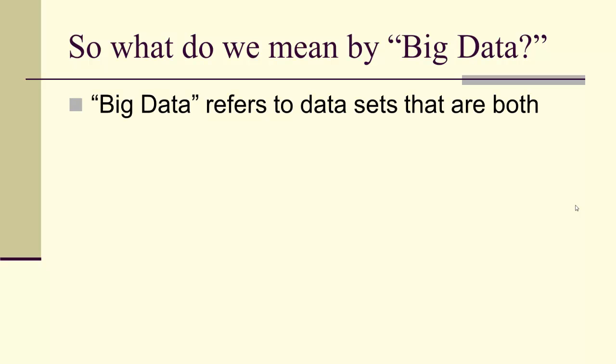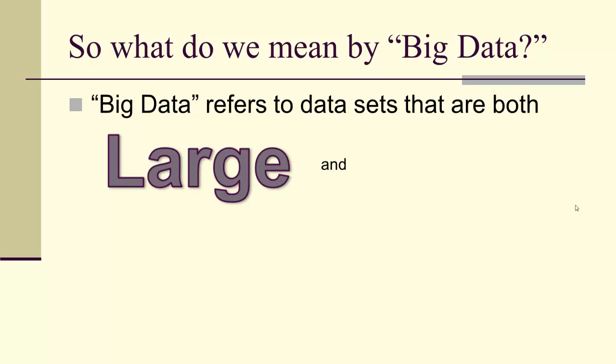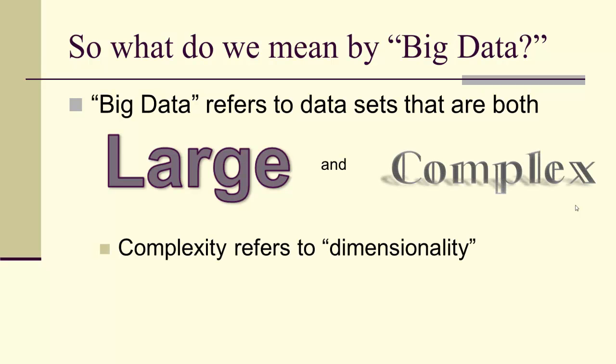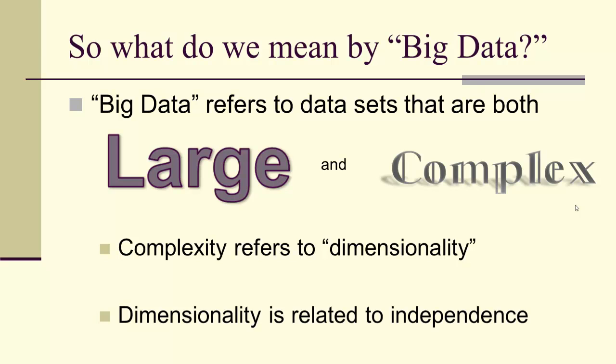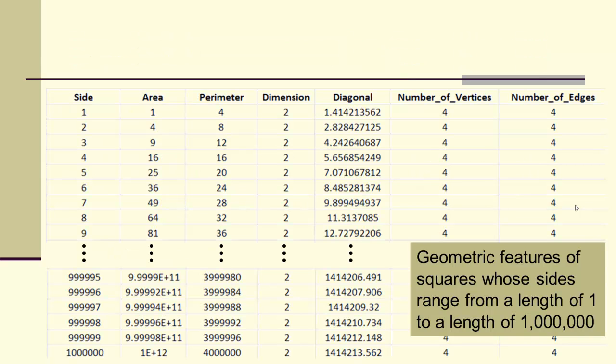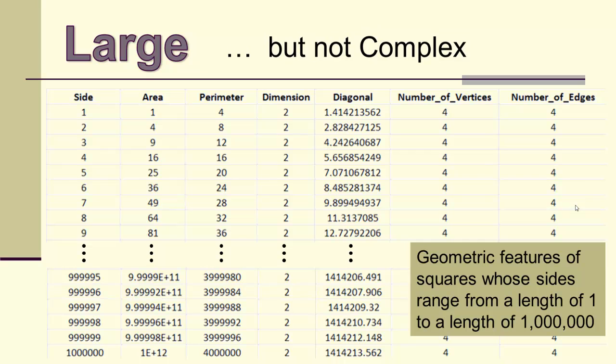Well, big data refers to data sets that are both large and complex. Complexity refers to dimensionality. Dimensionality is related to independence. For example, here are geometric features of 1,000,000 squares. This is a large data set, but it's not very complex. The area is the square of the side, the perimeter is 4 times the side, and therefore it's pretty easy to analyze this data.